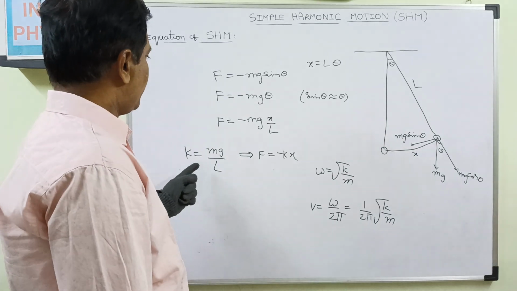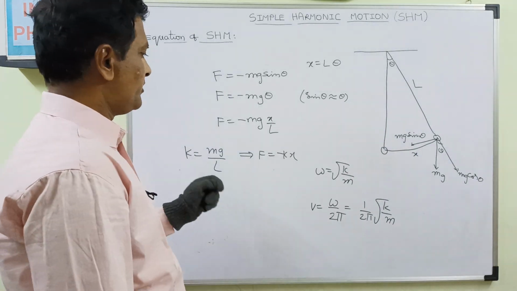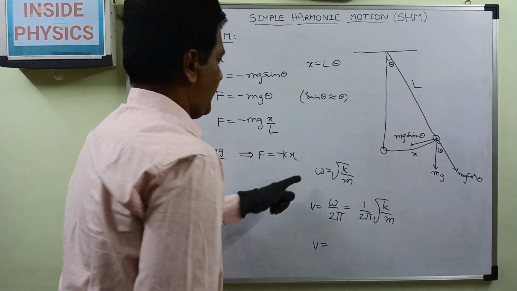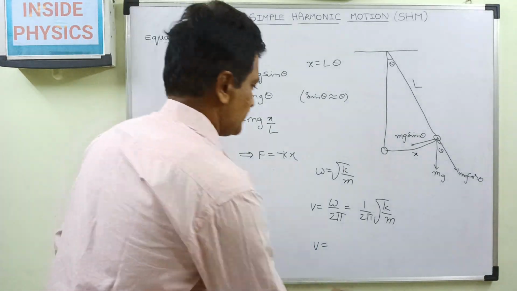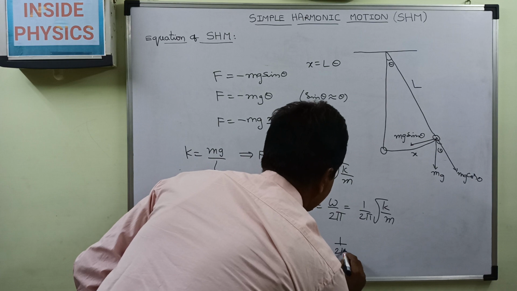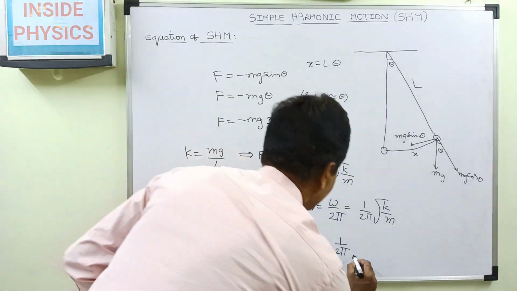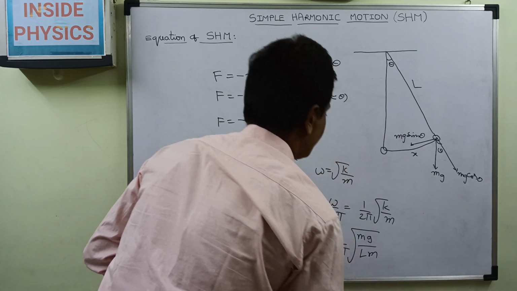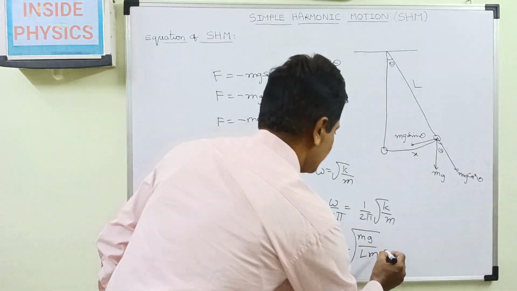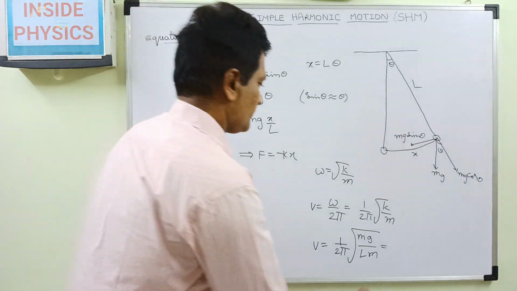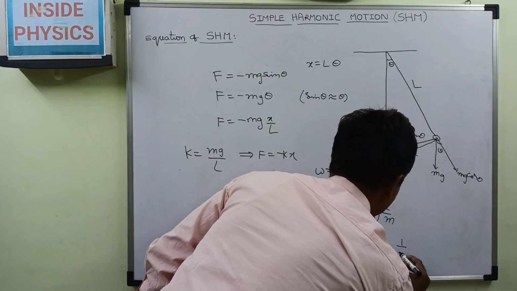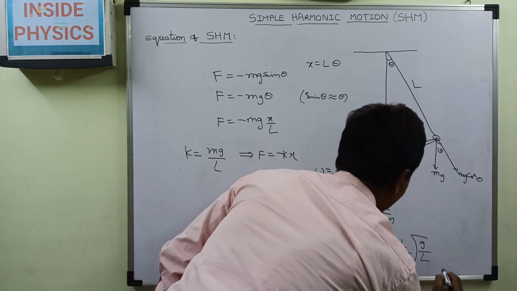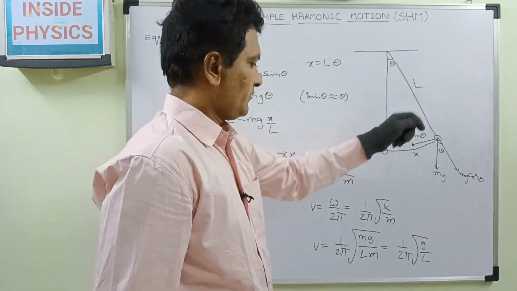So here we know that k is mg by L, and if we substitute here, we can write the frequency. This is angular frequency, this is linear frequency. 1 by 2 pi root of k, what is k? mg by L, divided by m. So m gets cancelled and this will become root of g by L, where L is the length of the string.